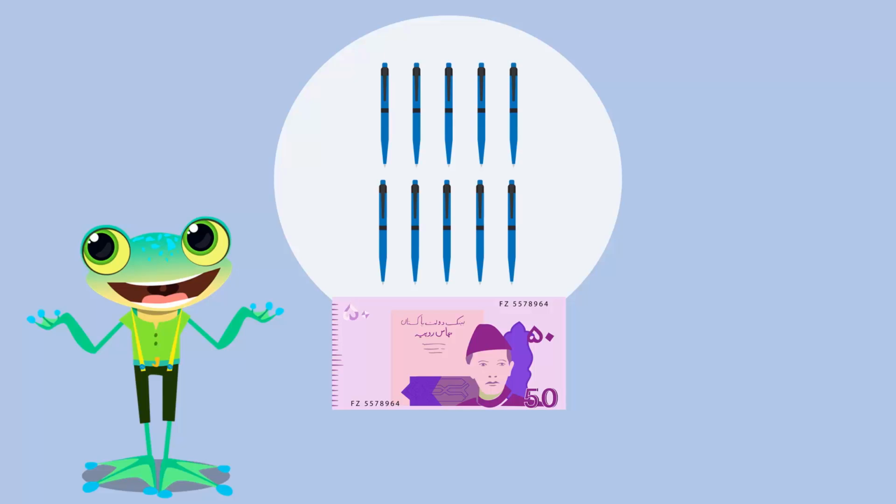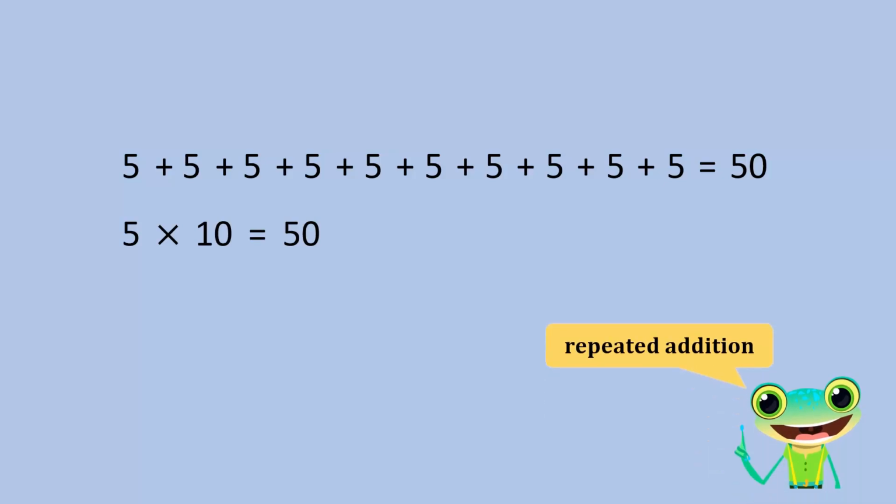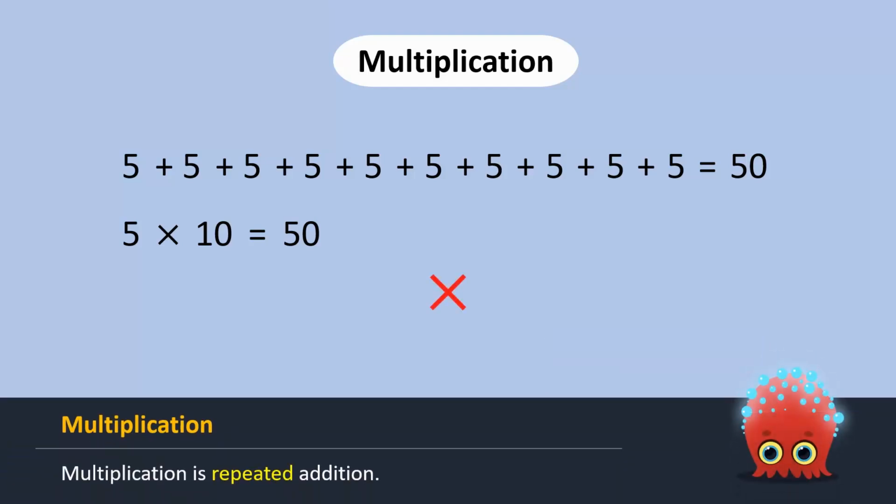We can find the answer in two ways. Either we add 5 10 times, or we simply multiply 5 and 10. In both cases, we are using the method of repeated addition. The second method is called multiplication. When we multiply numbers, we use the multiplication sign.